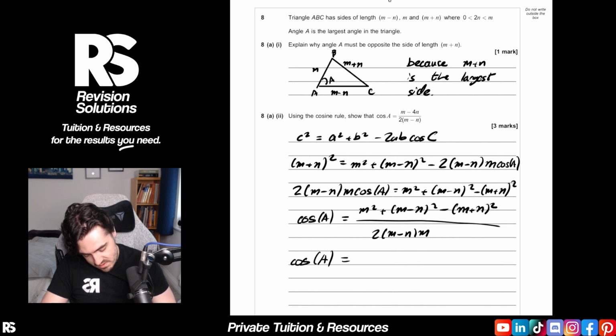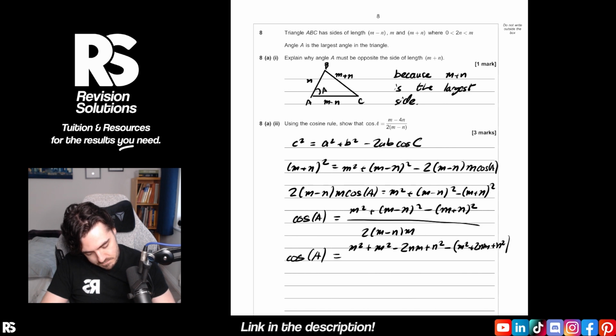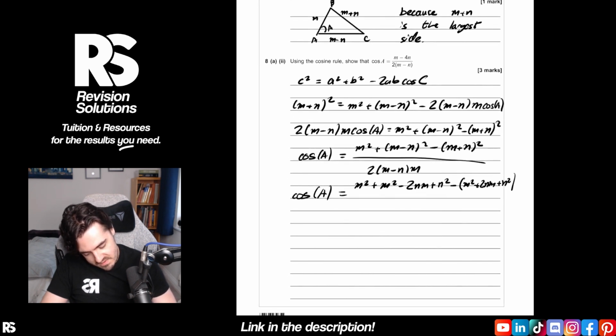So cos A would be m squared, and then expanding these brackets, we'd get m squared, and then we'd have m times minus n, which is minus nm, but there'll be two lots of that, so minus two lots of nm. We'd have a plus n squared from minus n times minus n. And then I'm going to leave this last bit in brackets because we need to subtract everything in here. But if we expanded that out, we'd have m squared plus two lots of nm plus an n squared. And then that's all over our denominator still, so two lots of m minus n times m.